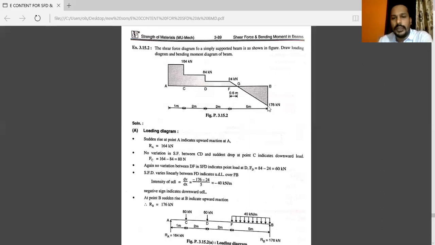And now at point B, you can see the vertical rise. So at point B, the reaction will be 176 kilonewton. This is the loading diagram.